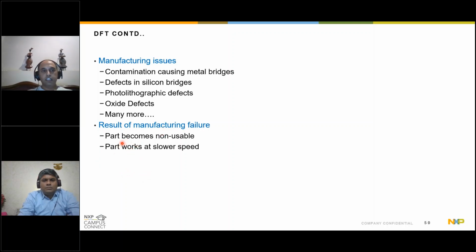So what could be the end result? Either the part is non-usable, meaning you compromise certain functionality, or the part works at a slower speed. Meaning you wanted your part to work at 100 megahertz, but certain defects are slowing down the nodes, and at the end of the day, your chip works at a slower speed. Okay. And normally the DFT techniques which are used are for scan, memory bits, and JTAG. So I'll have 1 or 2 slides to introduce the concept of scan, which is kind of the backbone of testability in all the modern day SOCs.